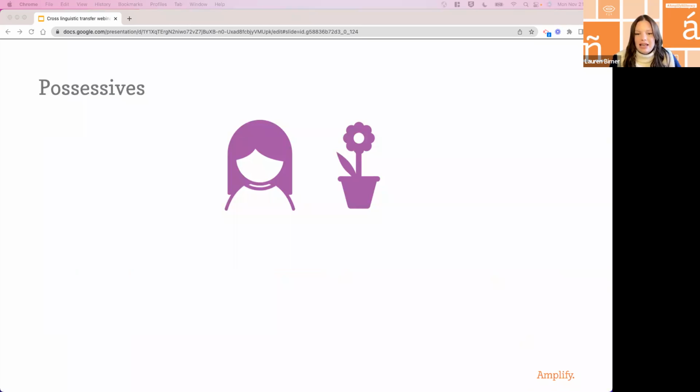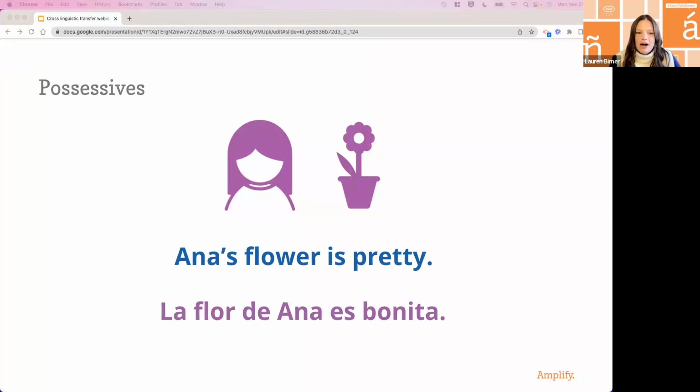Another difference in English and Spanish is in the way that we show possession. So when we talk about Anna's pretty flower in English, we use the apostrophe S. However, in Spanish, we show possession with the word de. So instead of "Anna's flower is pretty," we have to say "la flor de Ana is pretty," or es bonita. Wow, there we go, right?